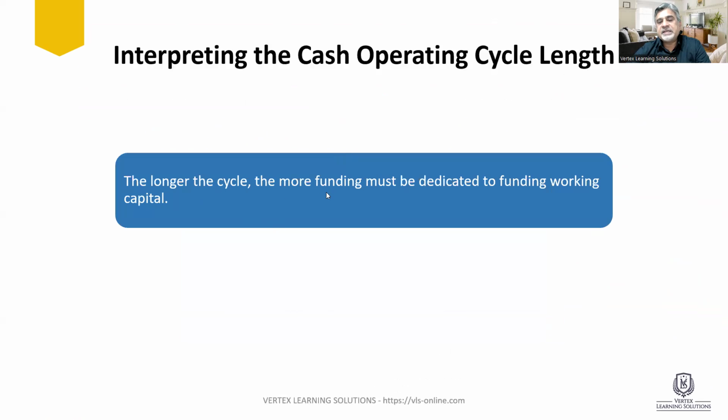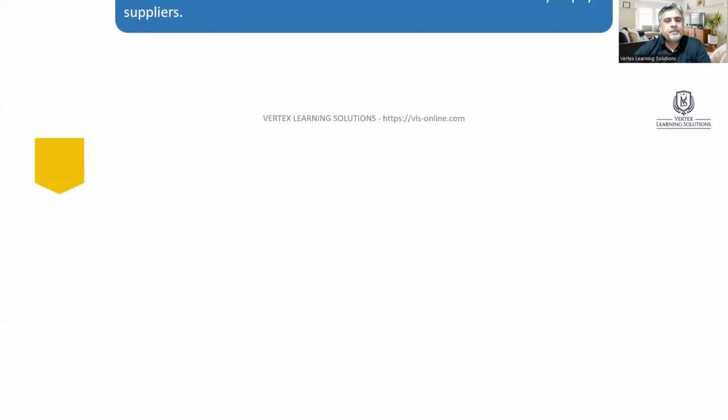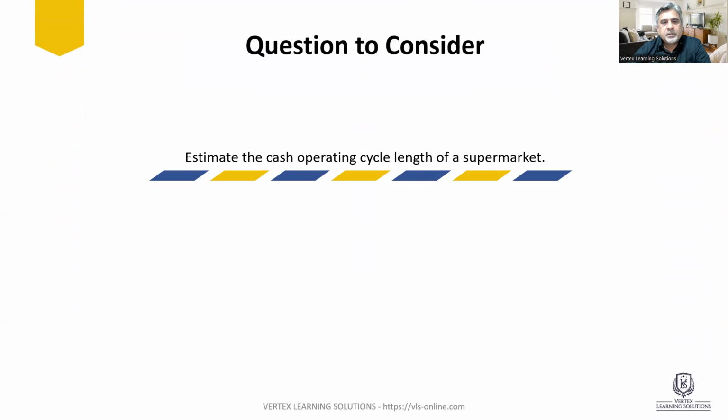So the longer the cycle, the more funding must be dedicated to funding working capital. Cash is tied up in inventory, and the company has to wait until the goods are sold. This burden is lessened because cash is not needed immediately to pay suppliers. This is what I said, that if we get this supplier credit of 30 days, that is a relief. So this burden is decreased. Estimate the cash operating cycle length of a supermarket.